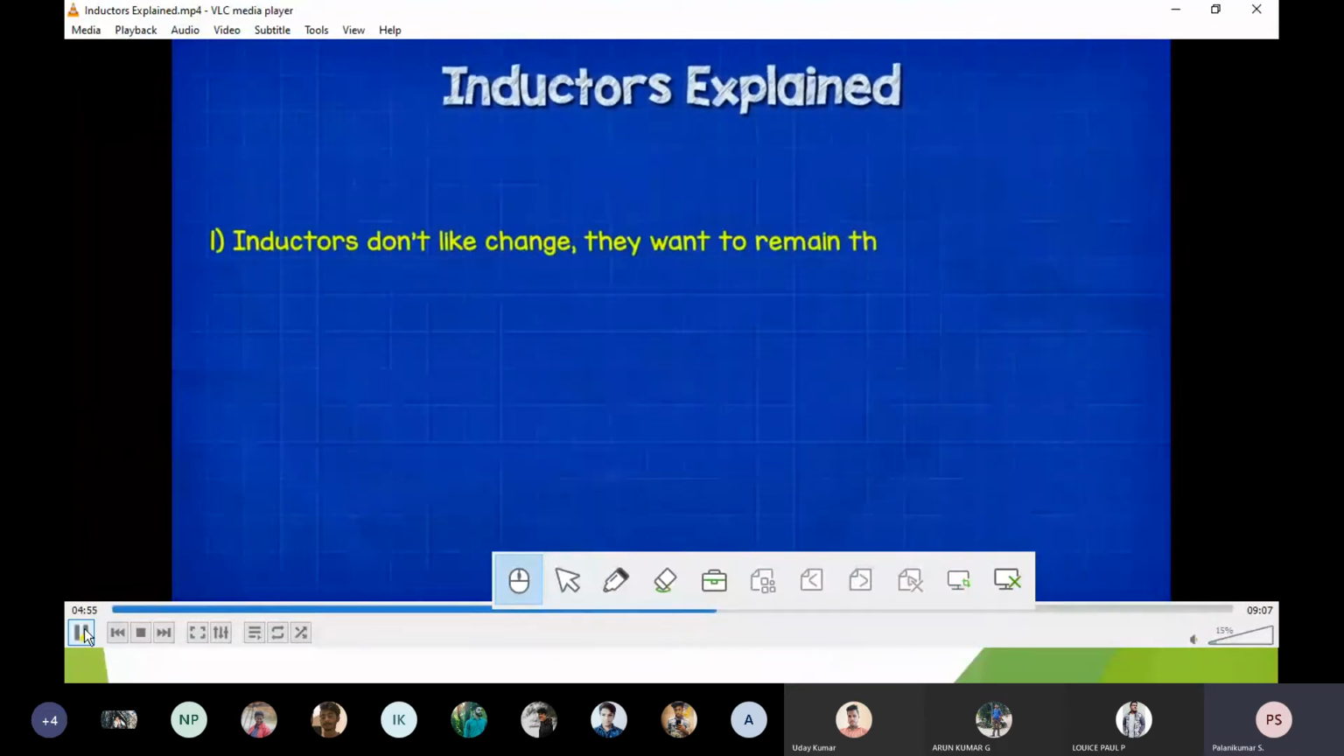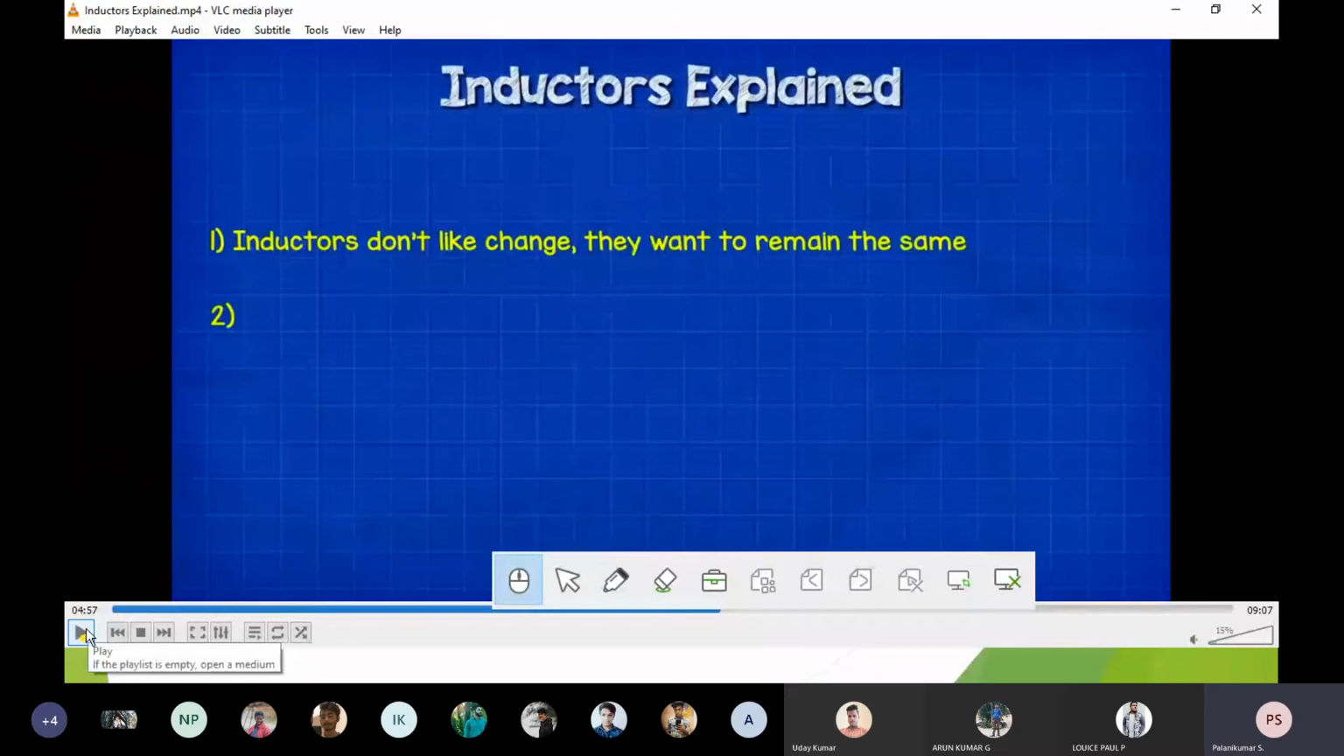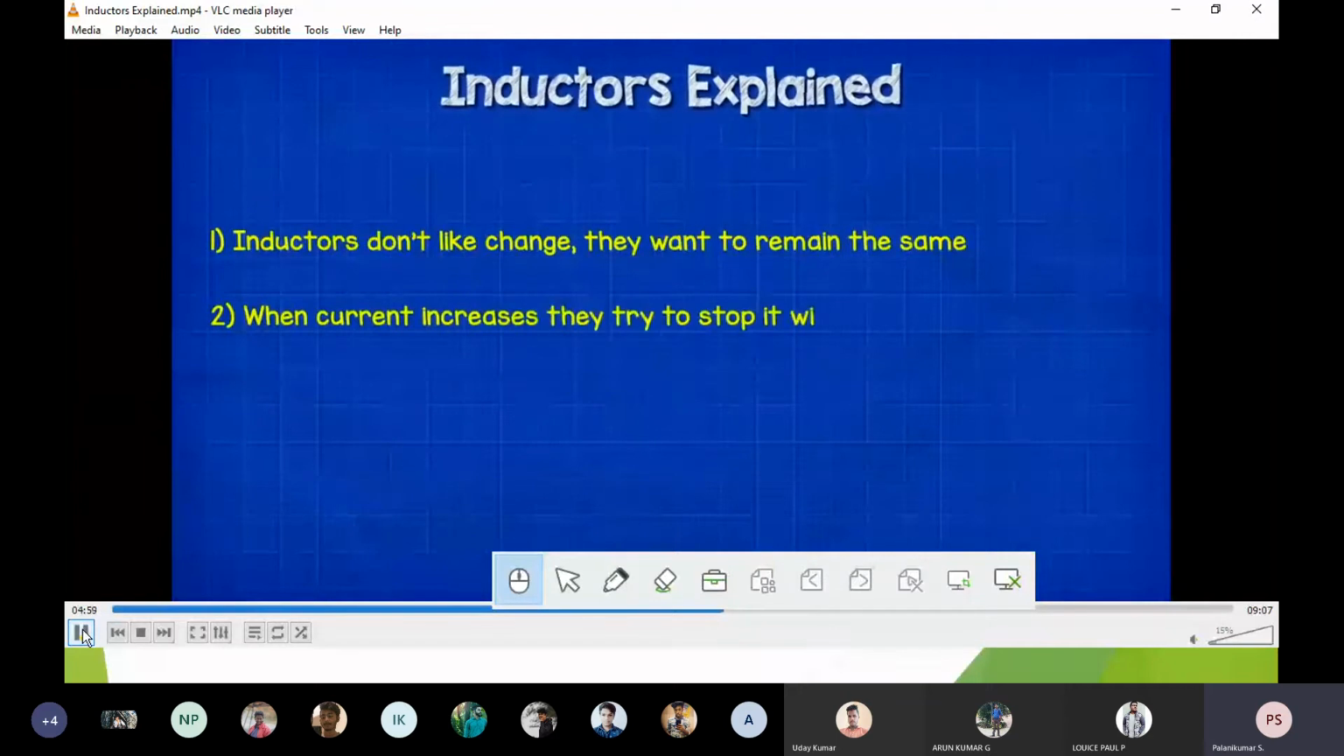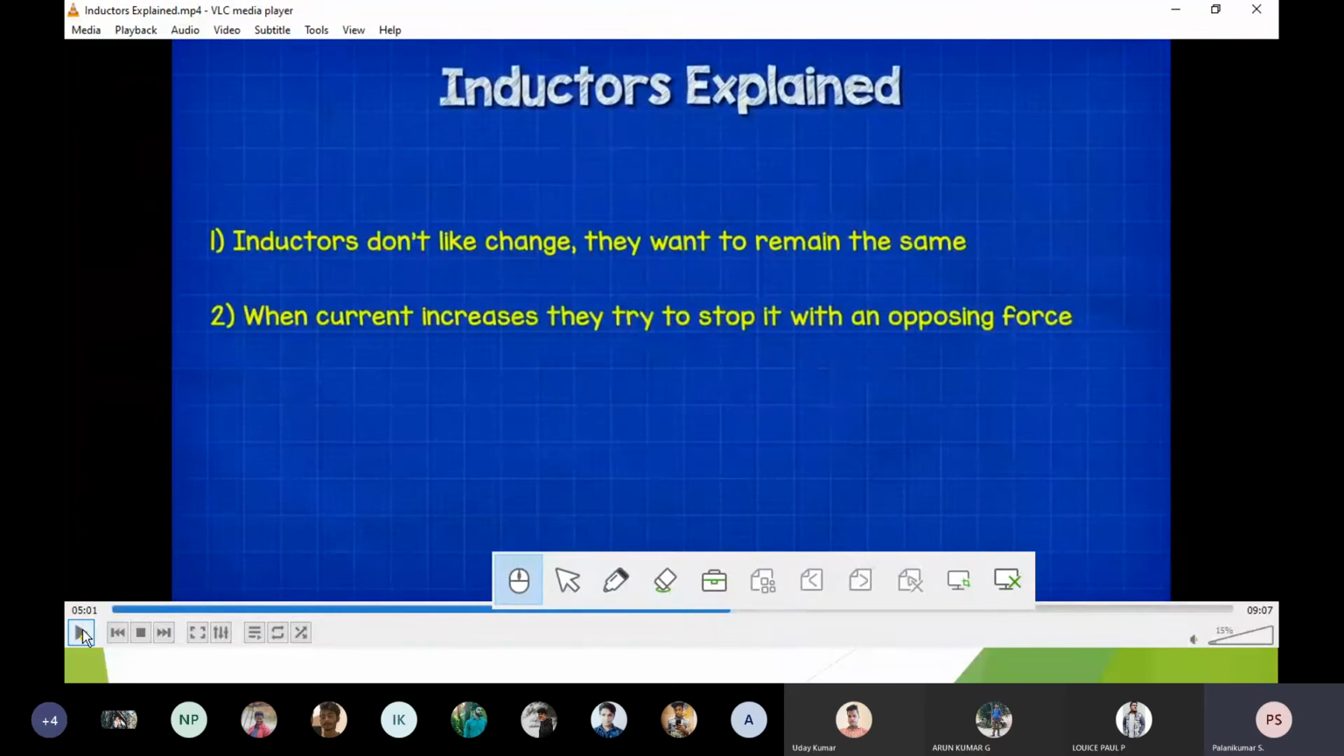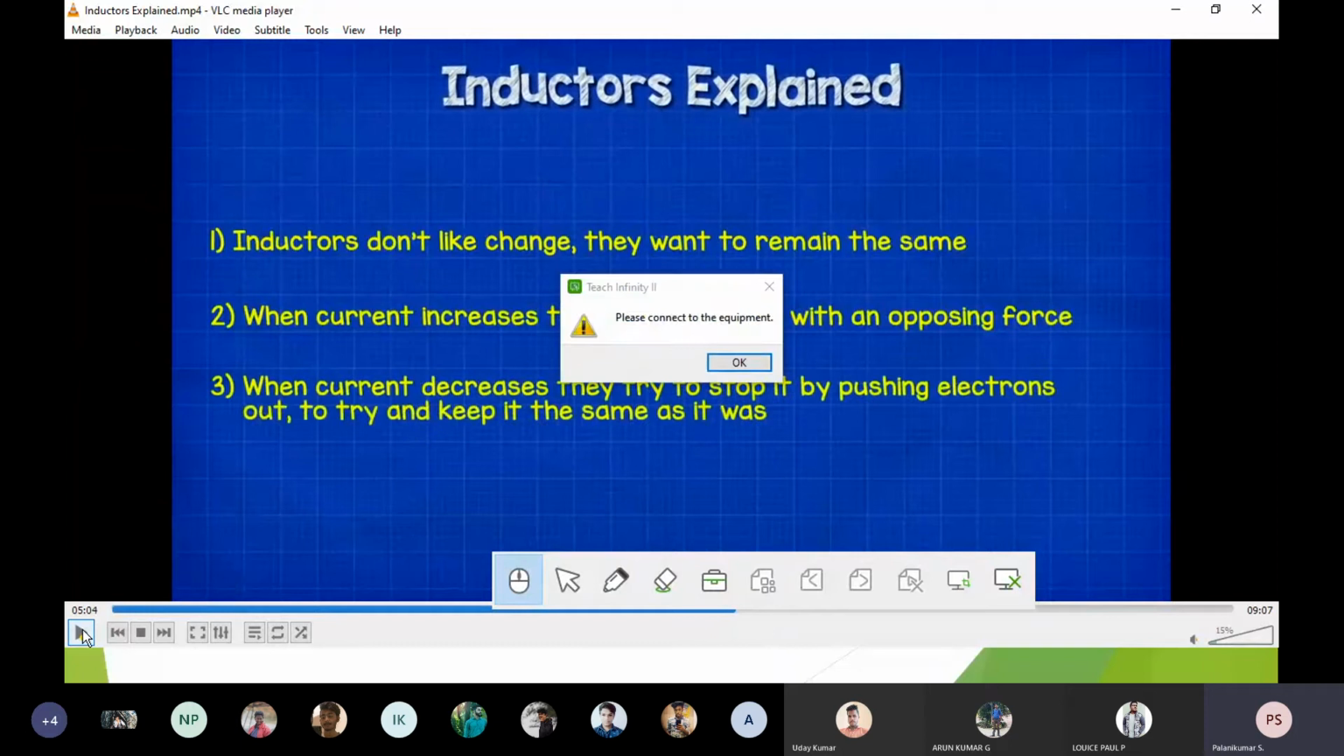So why do inductors not like change? They want to remain the same. They don't want any change in the current. That's why, as we explained, when the current increases, they try to stop it with opposing forces. Whenever there is a change in current, the inductor tries to oppose it. Because of that opposing force, an enormous amount of magnetic field is produced, and that field is stored as energy.